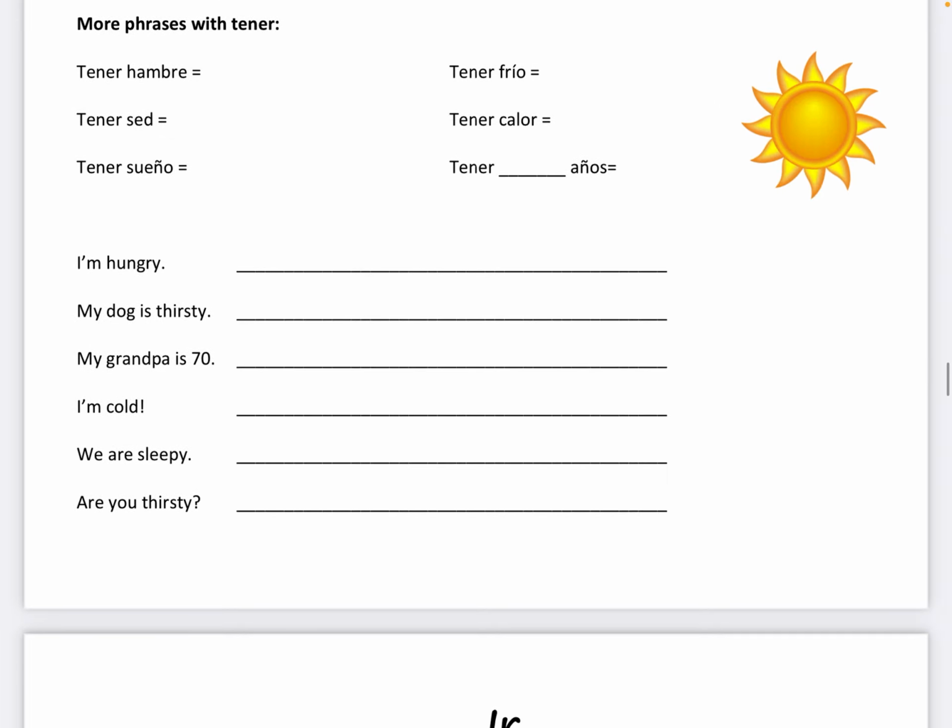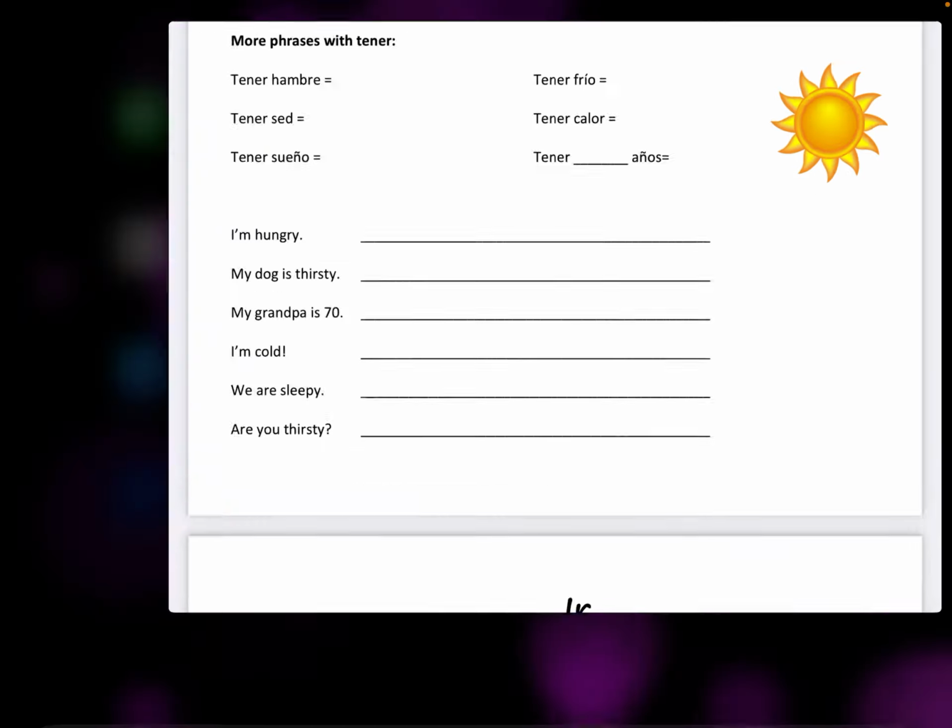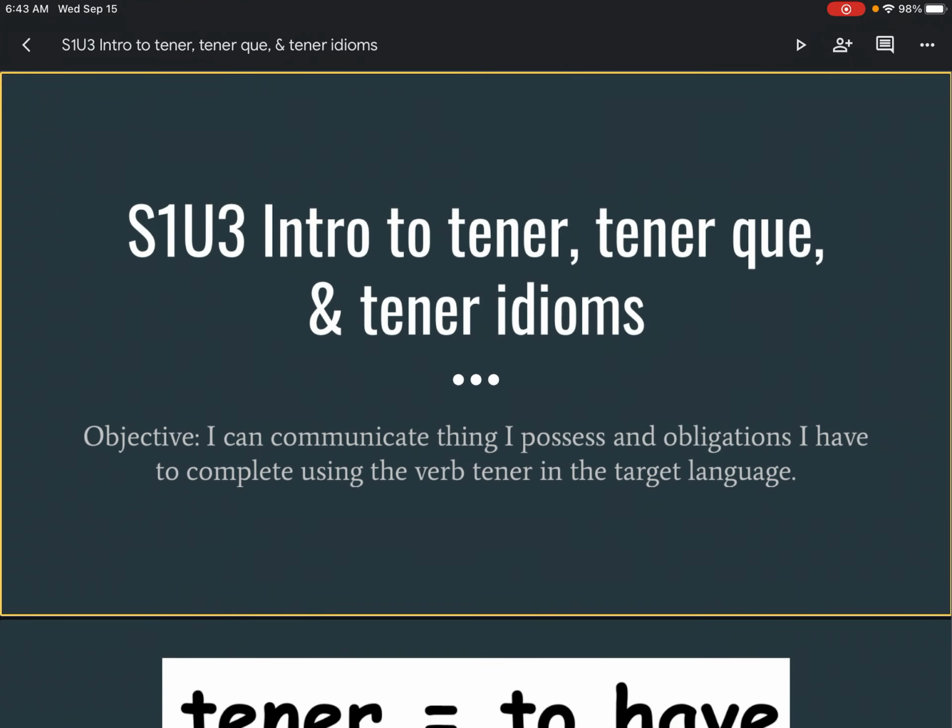Then lastly, go ahead and translate these down here at the bottom. Remember, we don't want you to use any online translators. Use the resources I'm giving you in the PowerPoint. You can ask a friend, use a dictionary, use your old notes. So this is the PowerPoint that it will lead you to.